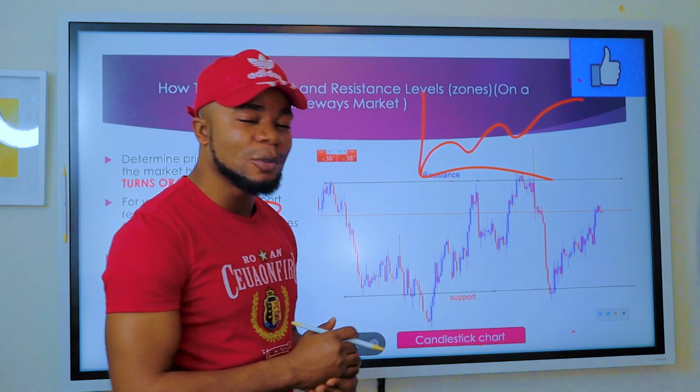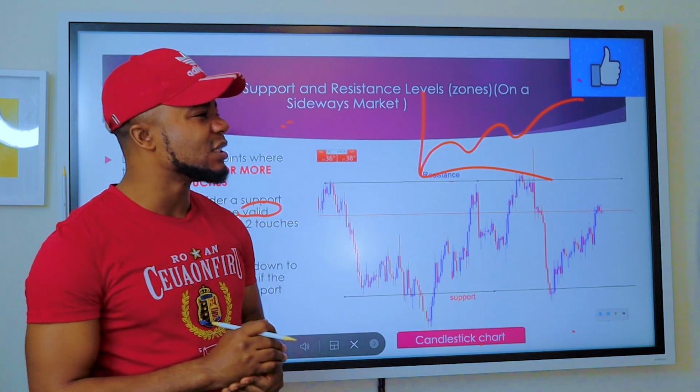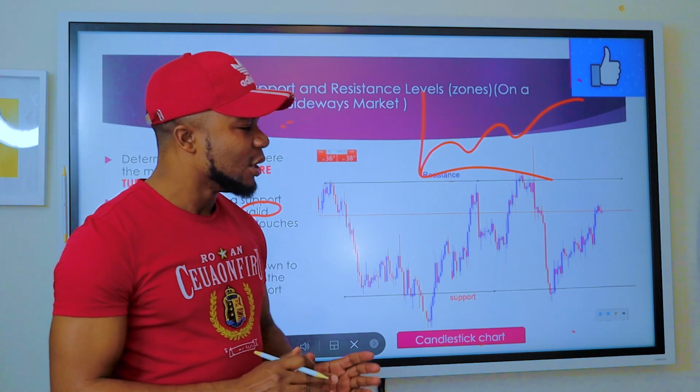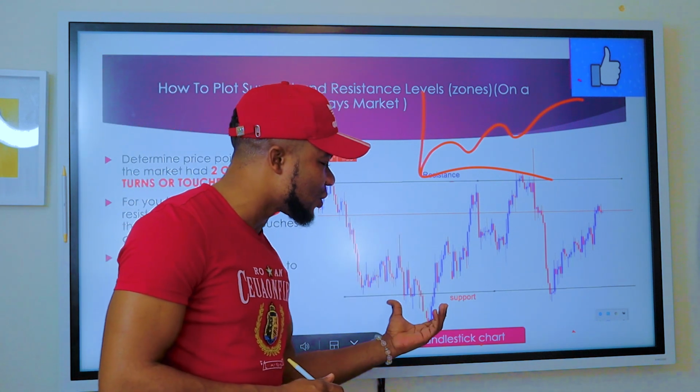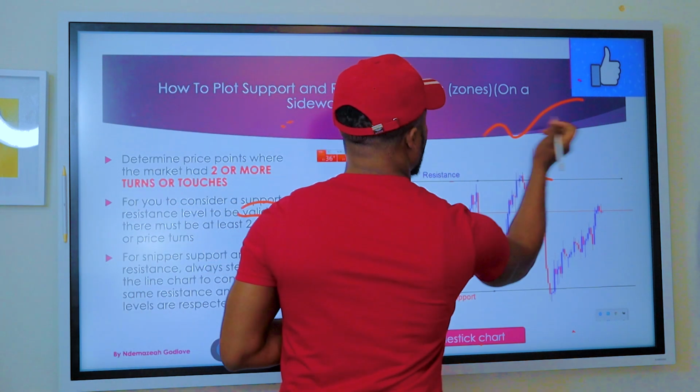Please, you'll be able to do your back testing using that same technique, and you'll be able to tell me the hundreds of sniper support and resistance levels that you see. As simple as that. So as soon as you already have the support and resistance levels using the candlestick chart, let me show you what will happen.